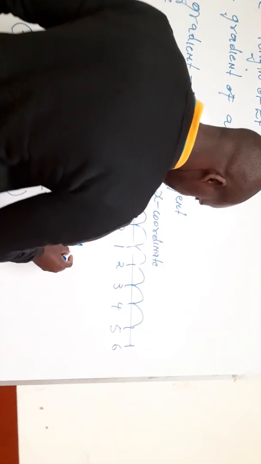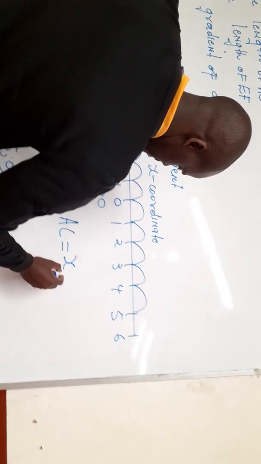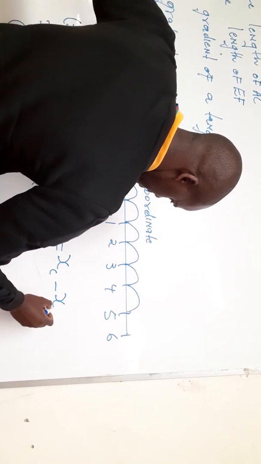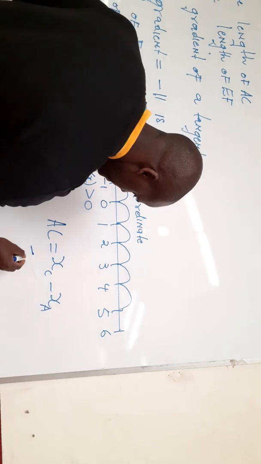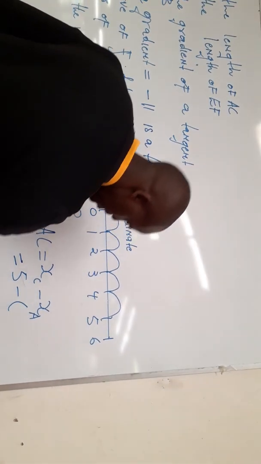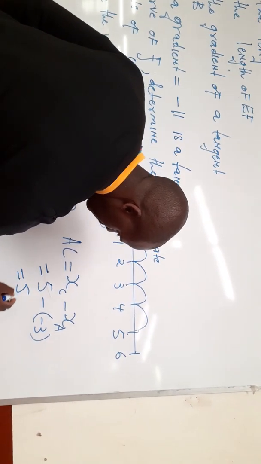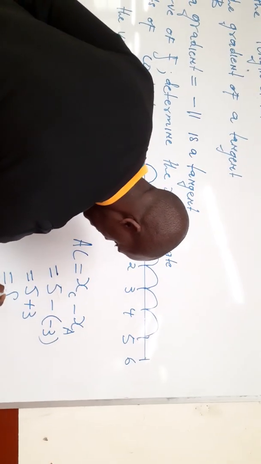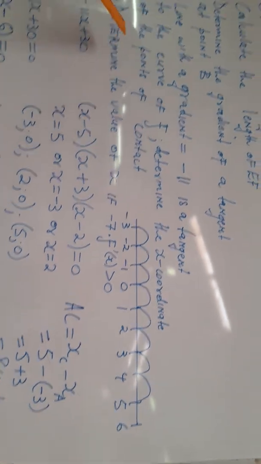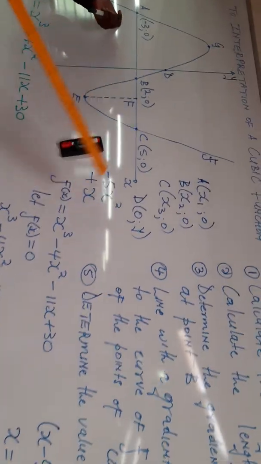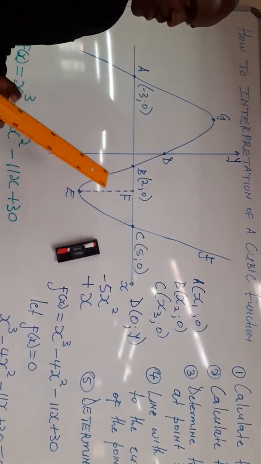So you can either write this as AC equals X at C minus X at A. X at C is equal to 5 minus X at A, which is negative 3. Negative by negative is positive, therefore it will be 5 plus 3, which gives us 8 units. So the length of AC would be equal to 8 units without using a distance formula.